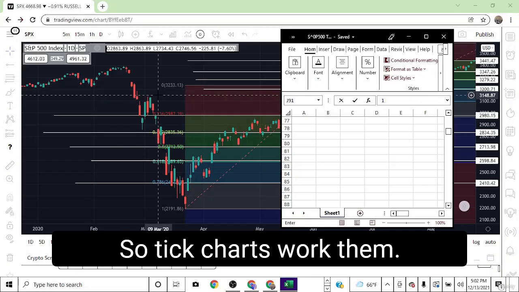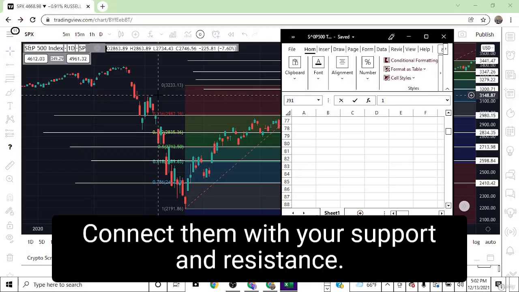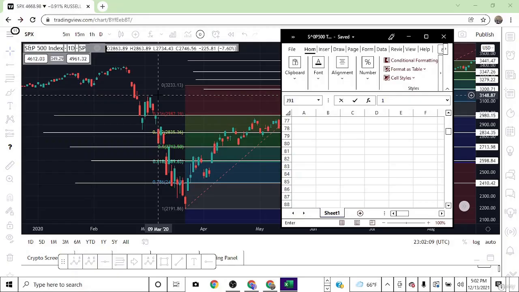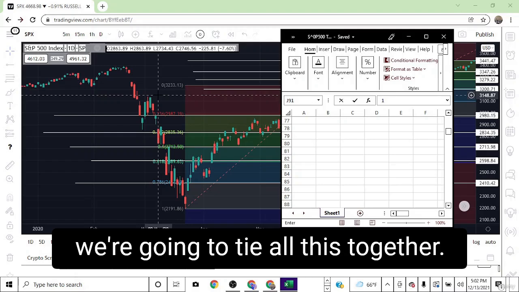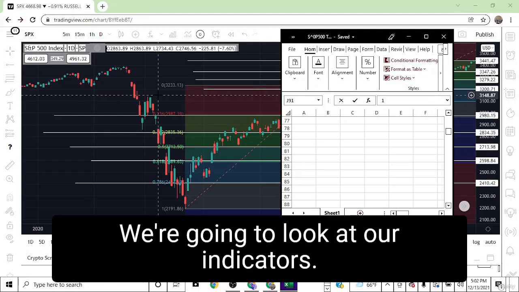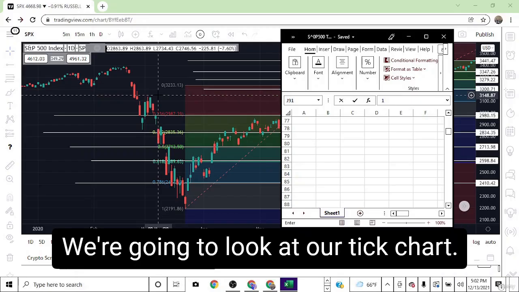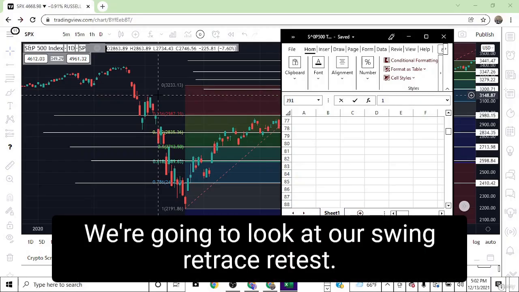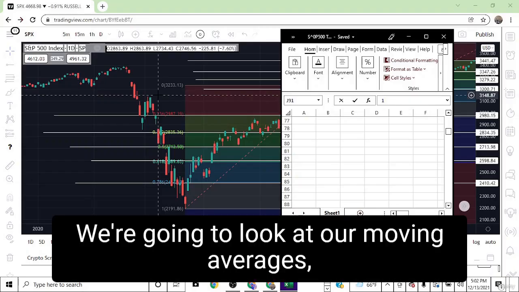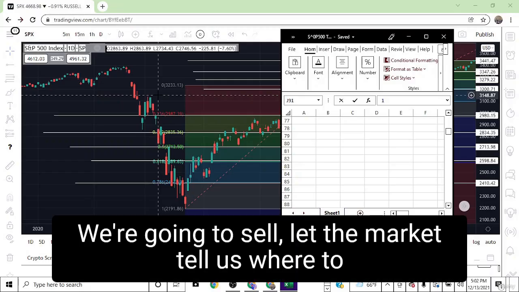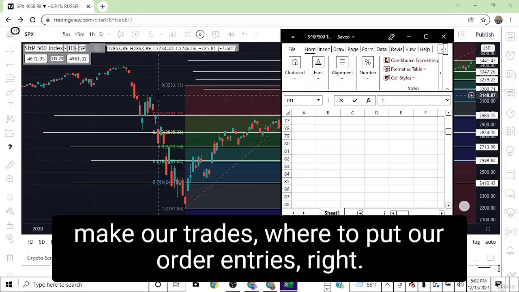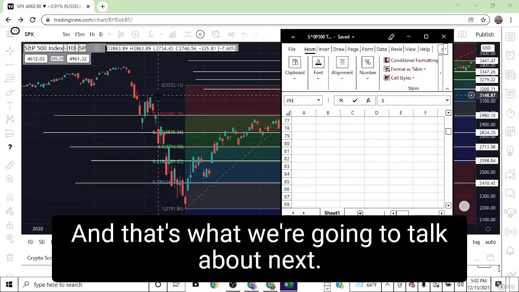So tick charts, work them, learn them, connect them with your support and resistance, do the Fibonaccis, and on the next lesson, we're going to tie all this together. We're going to look at our indicators. We're going to look at our tick chart. We're going to look at our swing, retrace, retest. We're going to look at our moving averages. And we're going to tie all this together and make some analogy. We're going to let the market tell us where to make our trades, where to put our order entries. That's what we're going to talk about next.